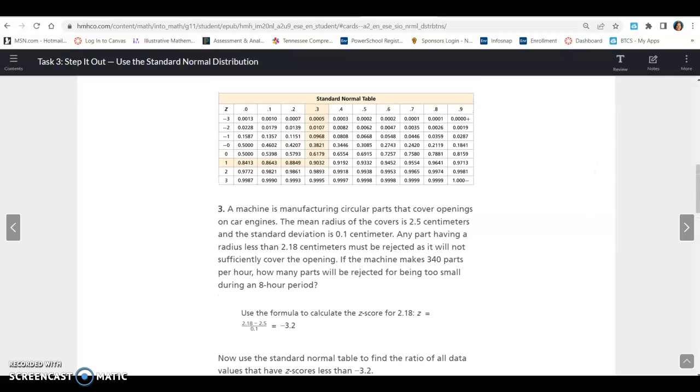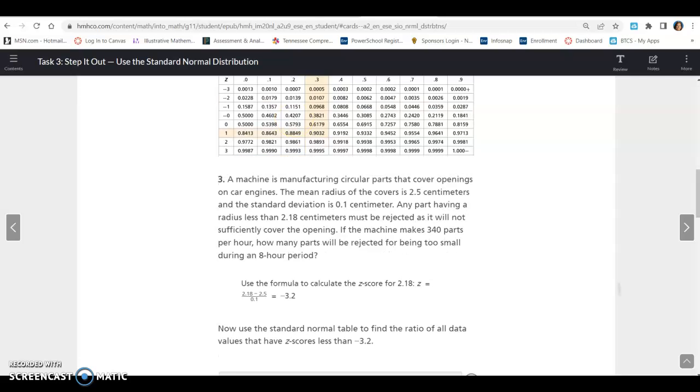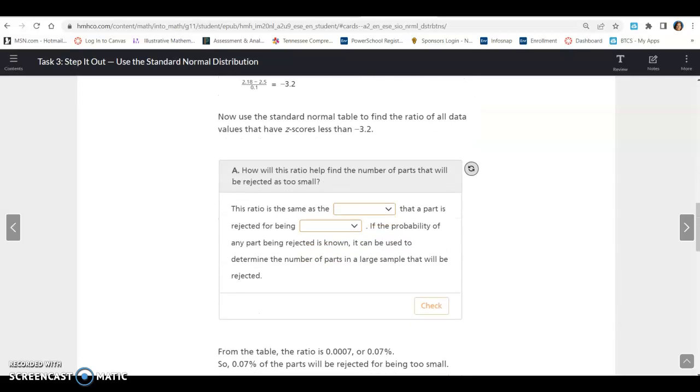So when you calculate that, you get -3.2. If we come up here, -3.2 is going to be this answer right here. So it's going to be 0.0007, which as a percent would be 0.07%. Alright, so now it says use the standard normal table to find the ratio of all data values that have z-scores less than -3.2. Alright, so we just did that.